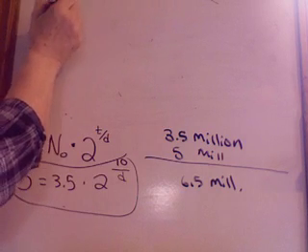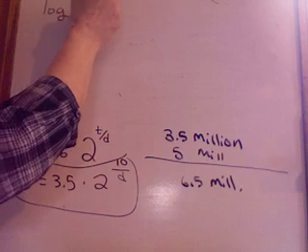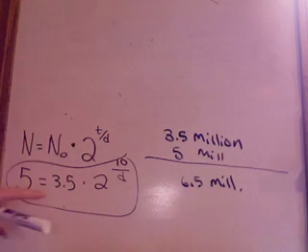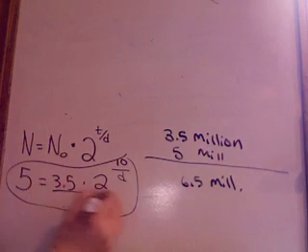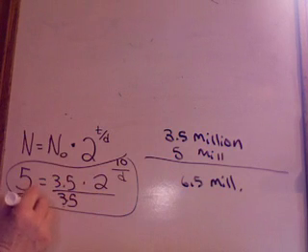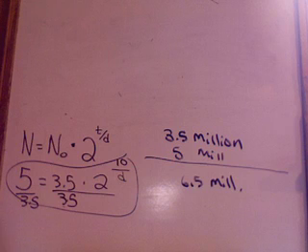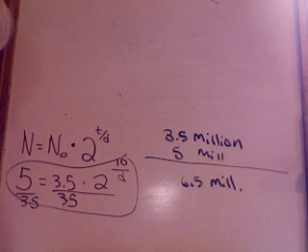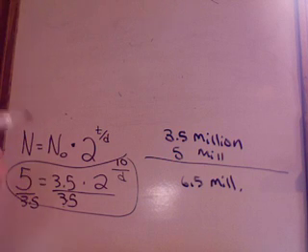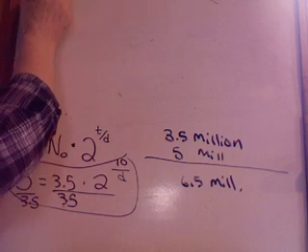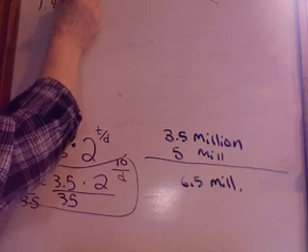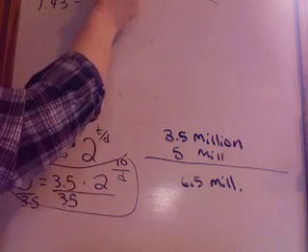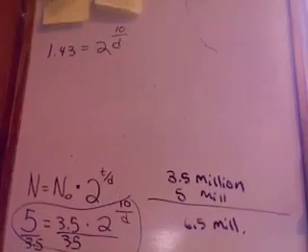So I'll take the log of 5. Oh, before I do that, I just thought about something. Let's simplify this a little bit. Let's divide both sides by 3.5. All right? So let me do that on my calculator here for a second. So 5 divided by 3.5 is 1.428, so 1.43. So I'm going to rewrite this as 1.43 equals 2 to the 10 over d. You got that? Can you see that?